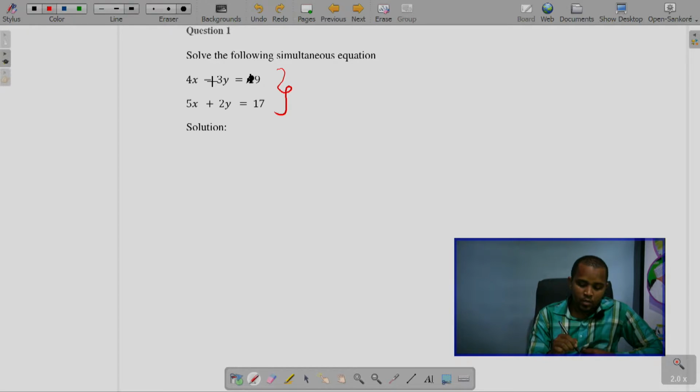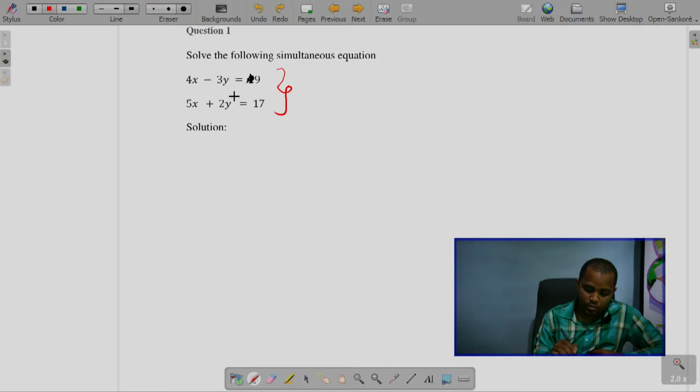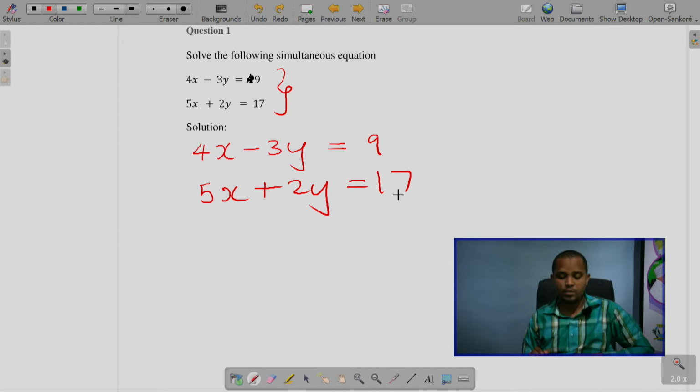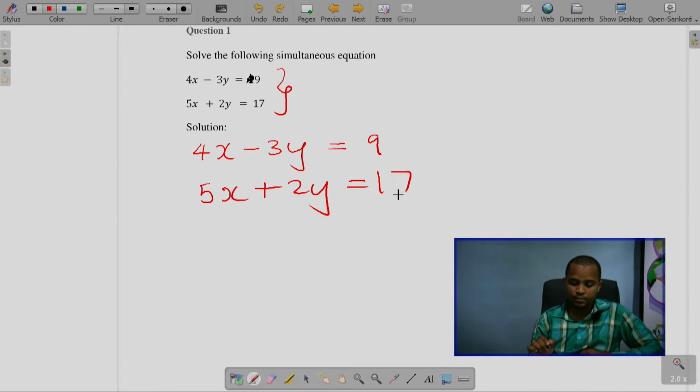So let's eliminate variable y. The first step is to write the equations given. So we are given these equations: 4x minus 3y equal to 9, also 5x plus 3y equal to 17. So this is the first step, to write the equations given.